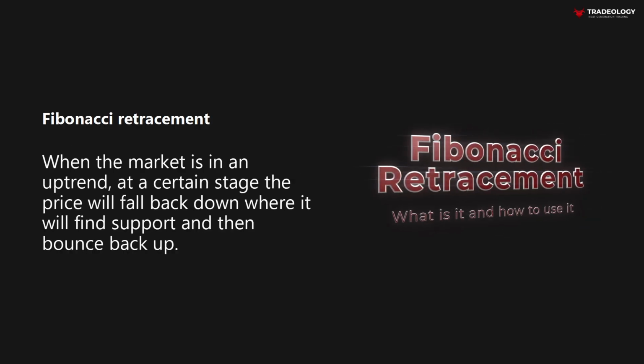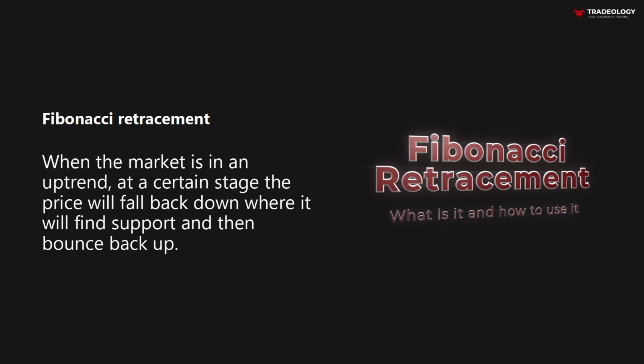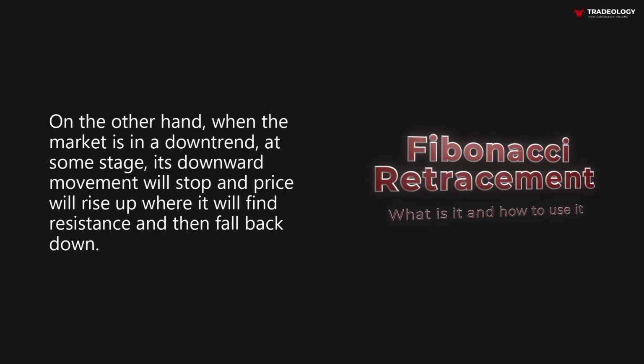For Fibonacci retracement, when the market is in an uptrend, at a certain stage the price will fall back down where it will find support and then bounce back. On the other hand, when the market is in a downtrend, at some stage its downward movement will stop and price will rise up where it will find resistance and then fall back down.